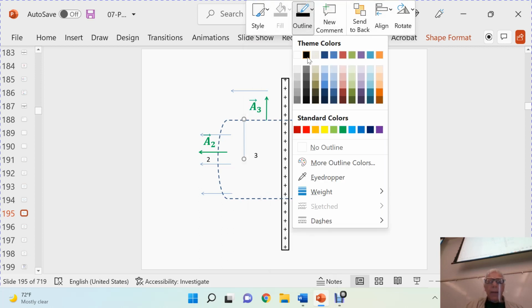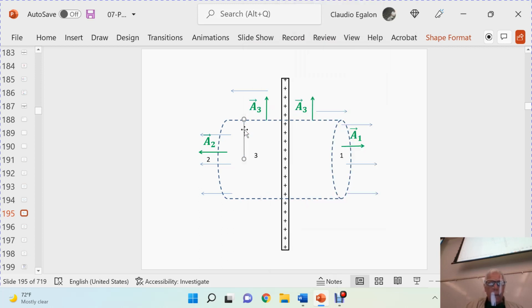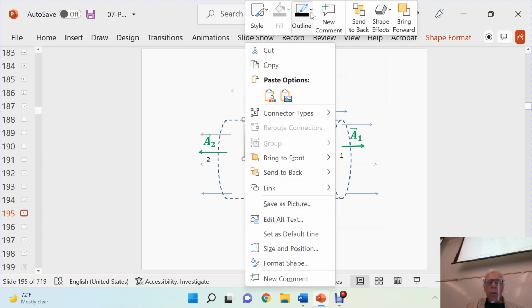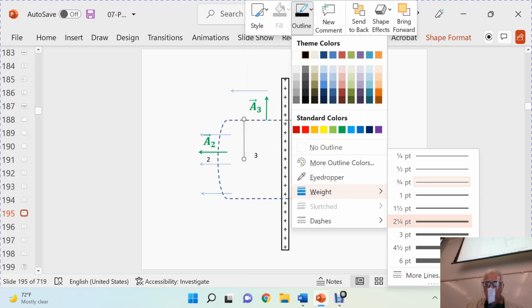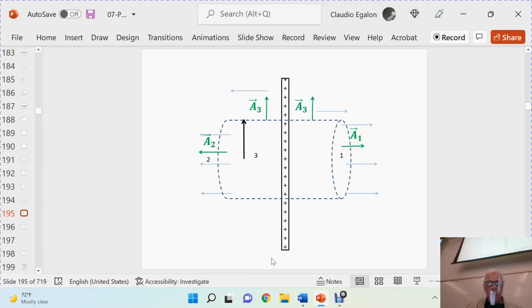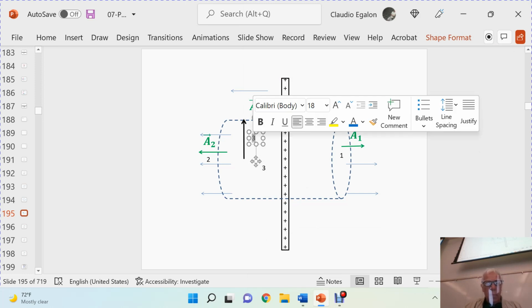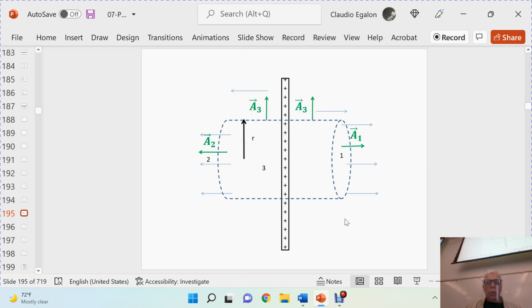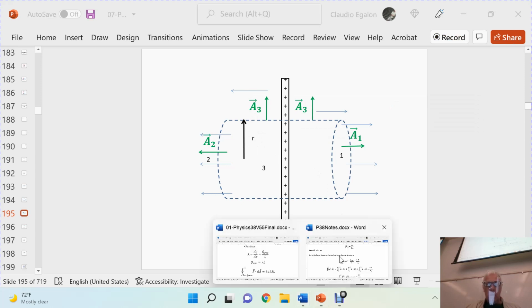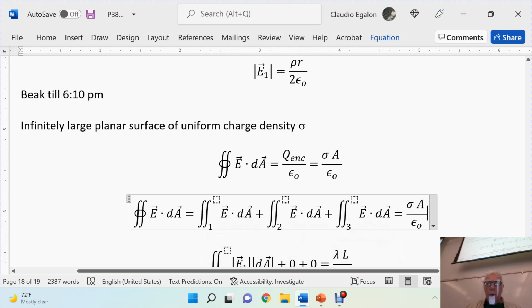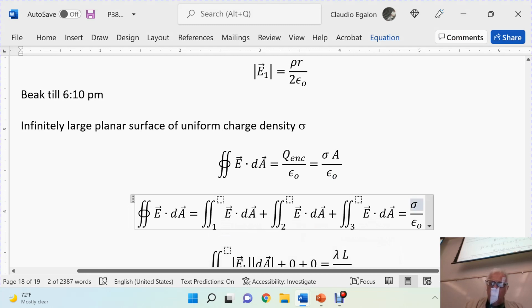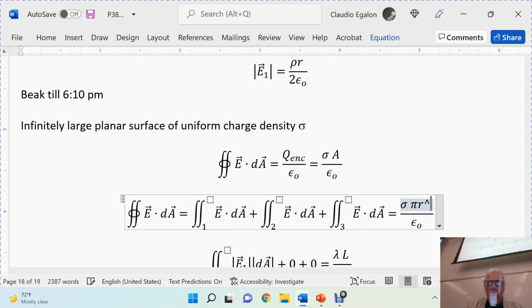I'm gonna make it dark and thicker as well. Here you go. Surface 3. I'm gonna move this 3 here somewhere else. And I'm going to make it R, okay? And now that I told you that the radius of the cylinder is R, I can write down that the area is going to be pi r squared.